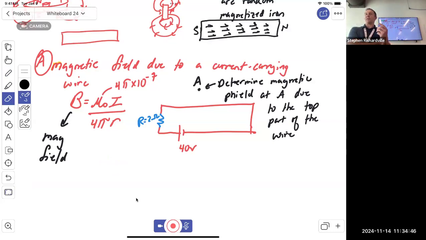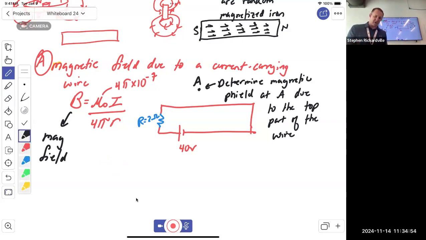Thought process, it's our magnetic equivalent of epsilon naught. So if we were doing Gauss, E naught was our thing. Mu naught is our magnetic equivalent of epsilon naught. That's how an electric field kind of permeates through space. This is kind of how a magnetic field moves through space, permeates through space. So you've got your magnetic field is mu naught I over 4 pi r.